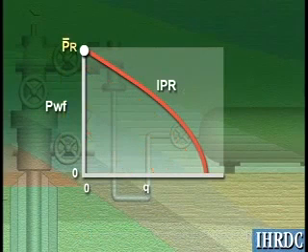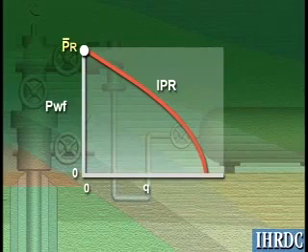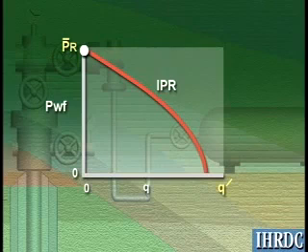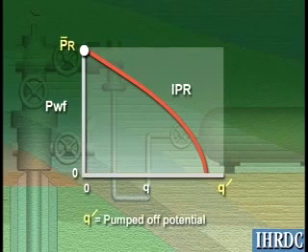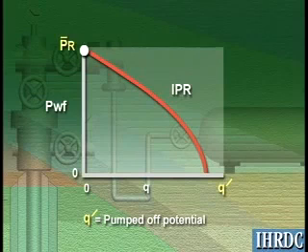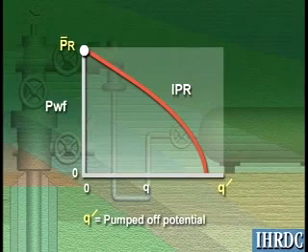The endpoints of the IPR curve are the average reservoir pressure at a flow rate of 0 and the maximum potential flow rate Q prime at a bottom hole flowing pressure of 0. Q prime, called the pumped off potential or open flow potential of the well, represents the ideal maximum flow rate that would occur if we could reduce the bottom hole pressure to 0.